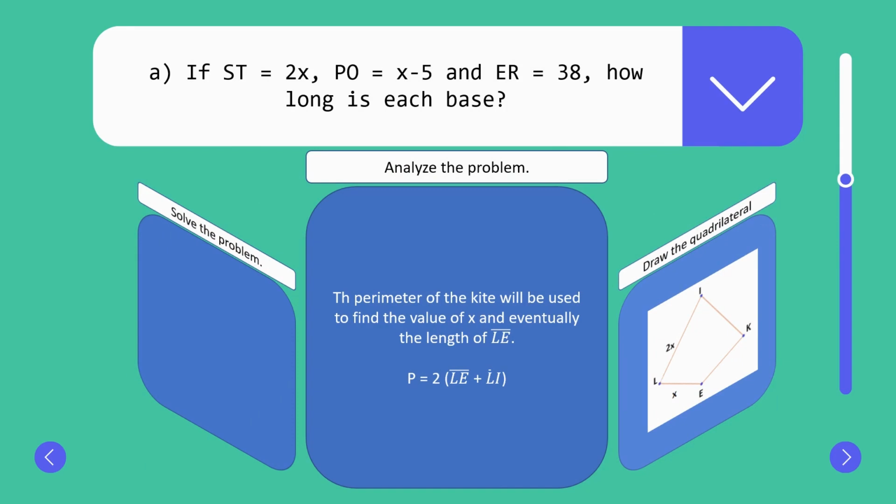By studying our illustration and by using the given values, we can use the perimeter of the kite to find the value of x and eventually the length of line segment LE. Particularly, we can use this formula for the perimeter. P is equal to 2 times the quantity line segment LE plus line segment LI.